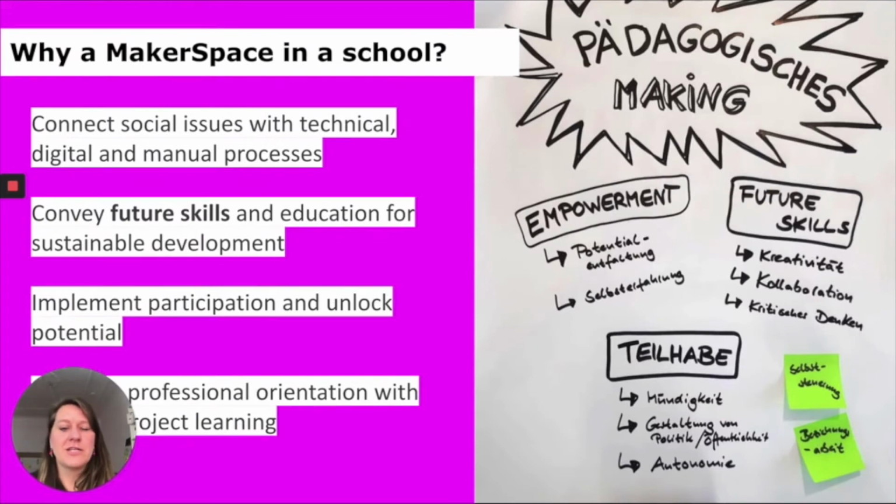So I've already talked a little bit about why we want a makerspace in a school. Here's a little bit of an overview of what we're trying to do. One of the main ideas is empowerment, for sure. The idea is to empower children to find their own solutions for the questions they're having and to unlock the potential, the creativity they have within themselves.